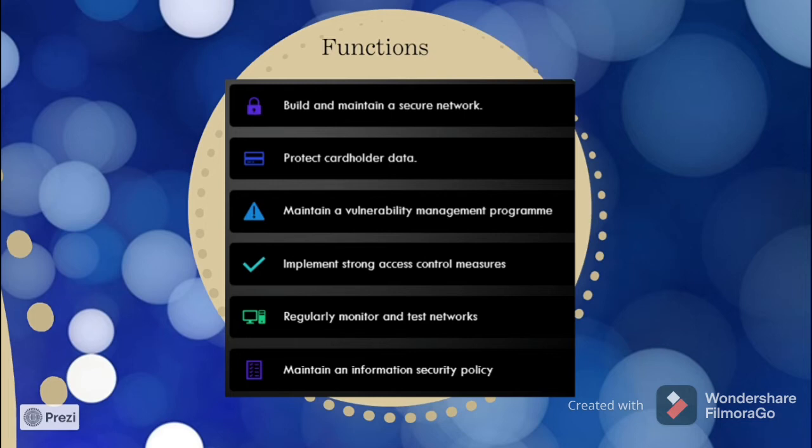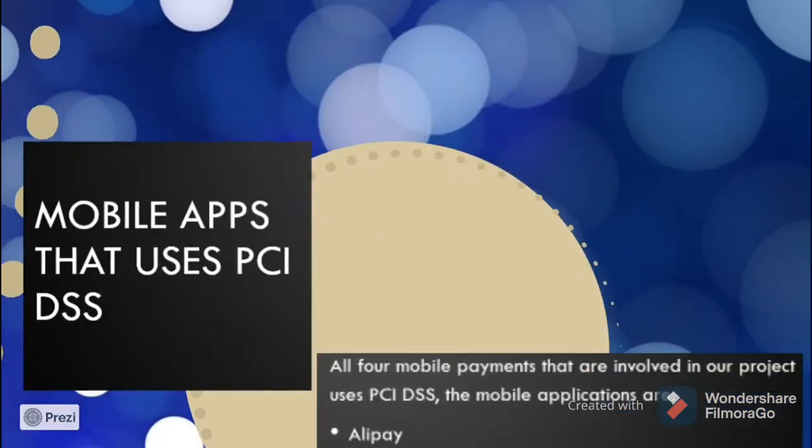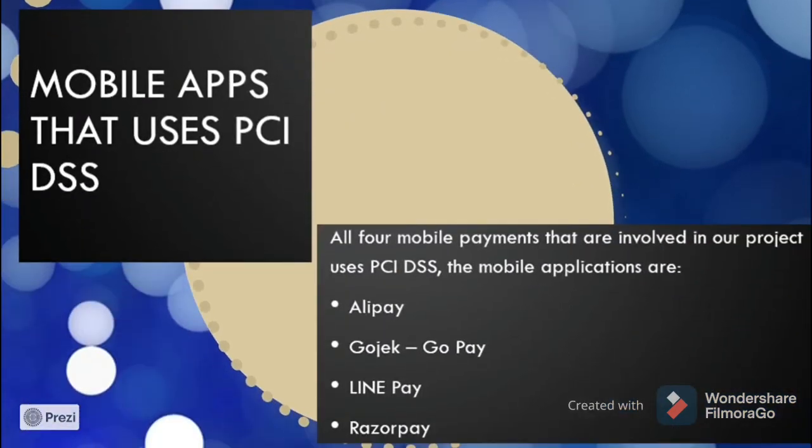PCI DSS has various functions and objectives, which include building and maintaining a secure network, protecting cardholder data, maintaining a vulnerability management program, implementing strong access control measures, regularly monitoring and testing networks, as well as maintaining an information security policy. All 4 mobile payment applications involved in our project use PCI DSS, and the 4 mobile applications are Alipay, Gojek, which is also known as GoPay, LinePay, and RazorPay. And that's all for PCI DSS.